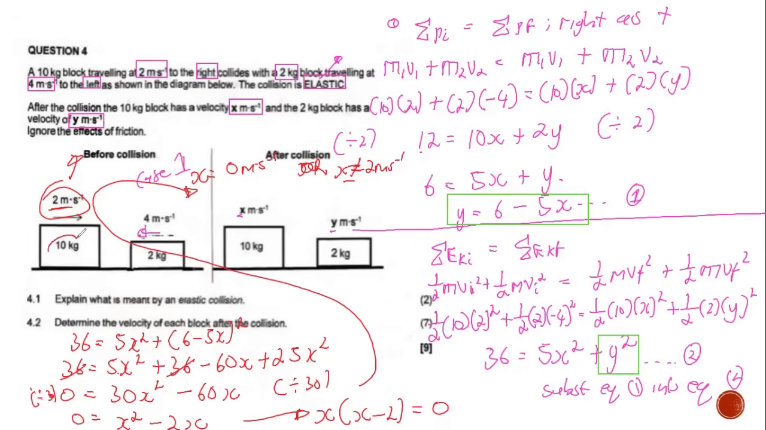So our assumption is that after the collision, it was brought to rest. After it collided with block y, it came to rest, or the 2 kg block came to rest. Now, since we are only considering where x is equals to 0, let's calculate y. If x is equals to 0, we can choose any equation, whether 1 or 2. But since equation 1 is already in y being the subject of the formula, we can just say 6 minus 5 multiplied by 0. So our y will become 6 meters per second, which makes sense.